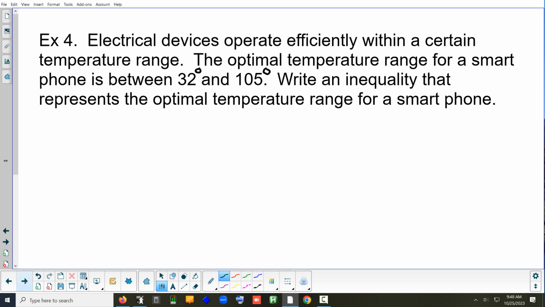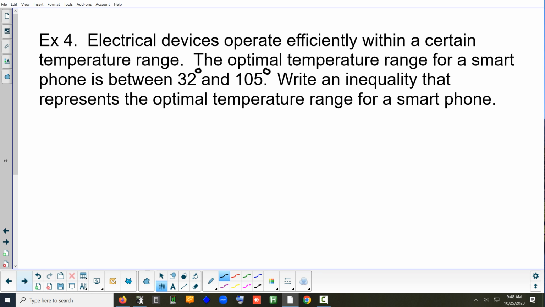Let's look at the last one. Did you guys already have that written on yours? Yes. And the temperatures are the same, 32, 105? Okay. So it says electrical devices operate best when they are between a certain temperature. If it's too cold or too hot, sometimes they don't work right. Sometimes they just shut off. Like if your cell phone gets really hot and you leave it in the sun, it might not even work, or you can't use a camera or something like that. So we got to be between 32 and 105. It says write an inequality that represents that temperature range, between 32 and 105.